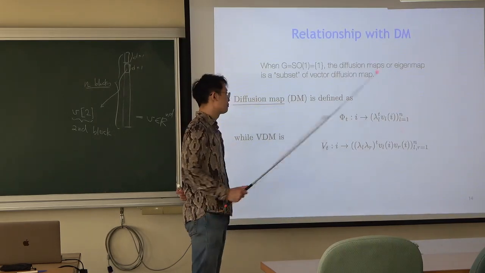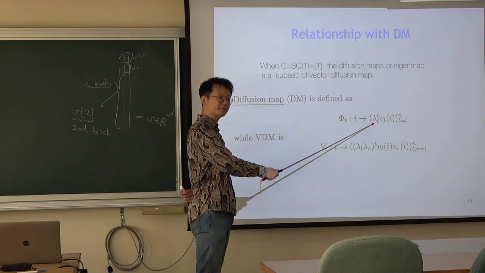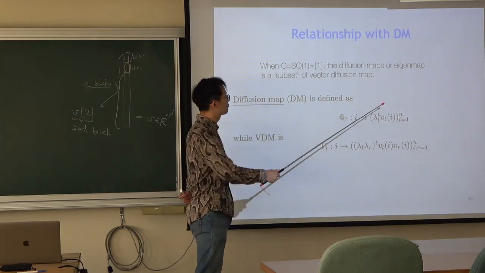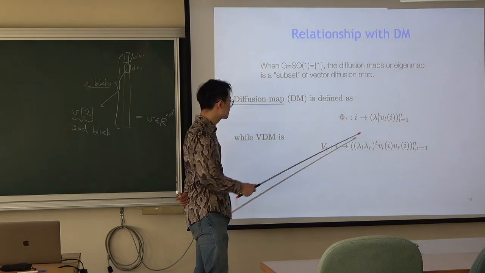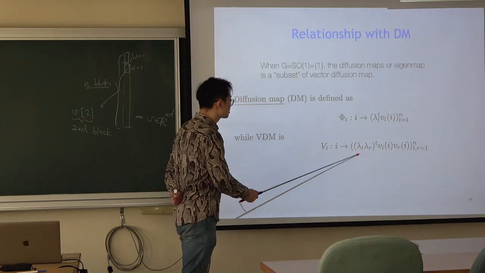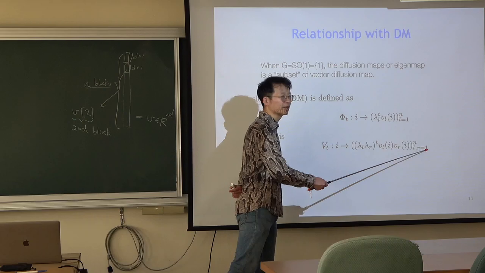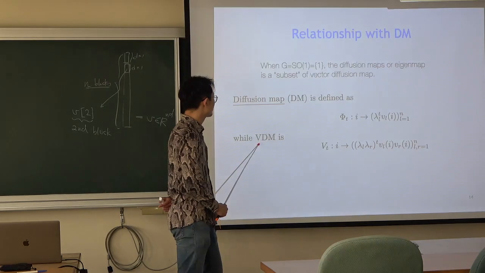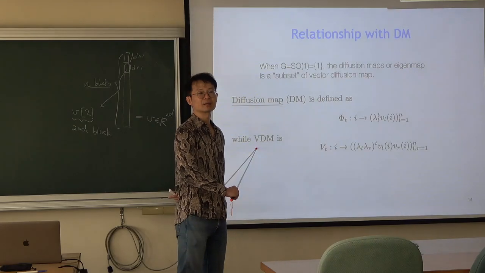And if you want to connect them further, you see the first eigenvalue is trivial, the first eigenvector of the graph Laplacian is trivial, so the first coefficient is always constant. So what you can see is diffusion map is like vector diffusion map, but you only restrict it to r equals 1, when you really take the trivial eigenvector and eigenvalue. Then vector diffusion map is a superset of diffusion map. Diffusion map is a subset of vector diffusion map. That is the relationship.